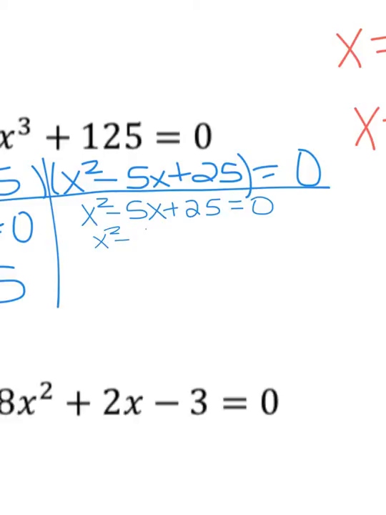x squared minus 5x equals negative 25. My a value already is 1, so I don't have to do any division. So I'm going to half it. So half of negative 5 is negative 5 over 2. Keep it in fractions. When I square it, I get 25 over 4. And then add it back. Negative 25 plus 25 over 4 gives me negative 75 over 4.